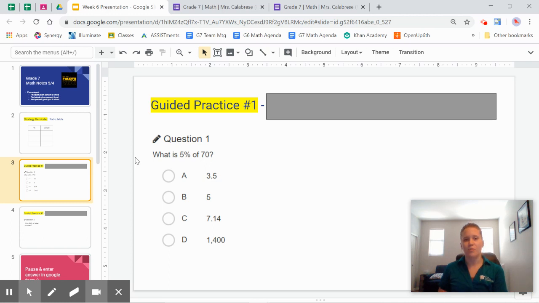Alrighty, guided practice number one. Here we are. What is 5% of 70? So I'm first thinking, what kind of question is this? What information do I have and what am I going to be asked to find, right? I have the percent, 5%, and I have 70. Is that the part or the whole? If you were thinking that's the whole, you are correct. Nice job. How can you tell?